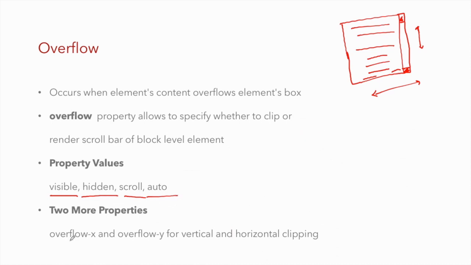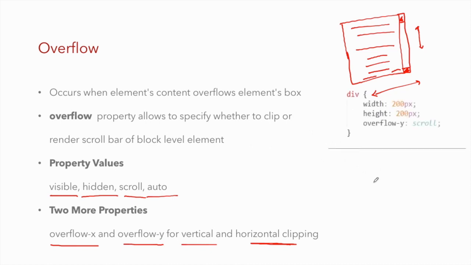There are two additional properties: overflow-x and overflow-y. These are for vertical and horizontal scrolling or clipping, we would say. So what overflow does is it basically allows you to specify whether to clip or render a scroll bar for the block level element. When I say block level element, these are basically div elements, p elements, and so on.